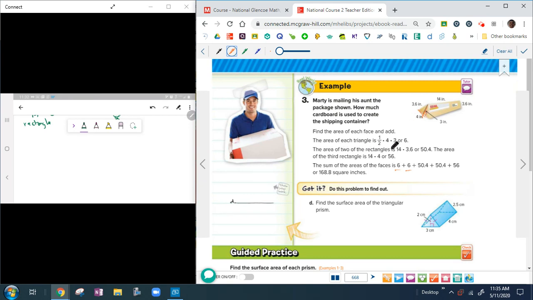The area of two of the rectangles is 14 by 3.6. Now, how'd they get that? Okay, I'm going to do it in a different color here. It looks like they went this and this. Wow, that's hard to see. Is that kind of the back rectangle, and then also it's the same as the front rectangle because you can see back here that's labeled 3.6.